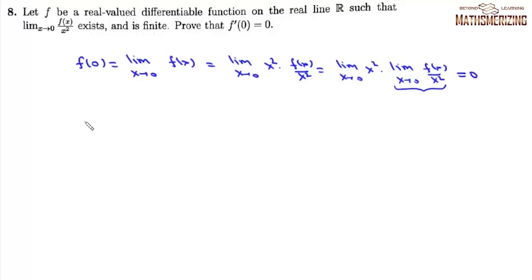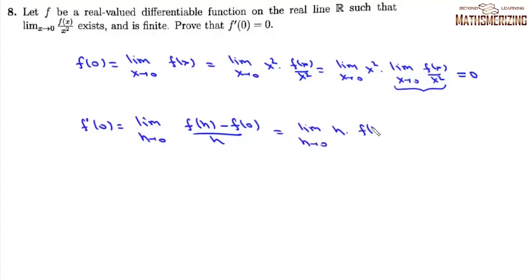Now if f0 is 0, we can find f dash 0 as this limit h tends to 0 f(h) minus f0 upon h. Now f0 is 0. So we can write this as limit h tends to 0 h into f(h) upon h square. Now f(h) upon h square is finite and h is 0. So from here we can say f dash 0 must be 0.